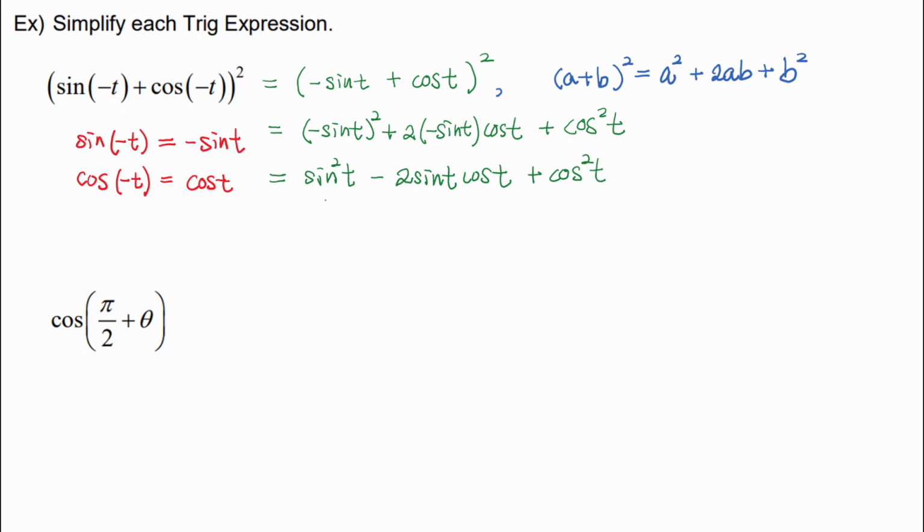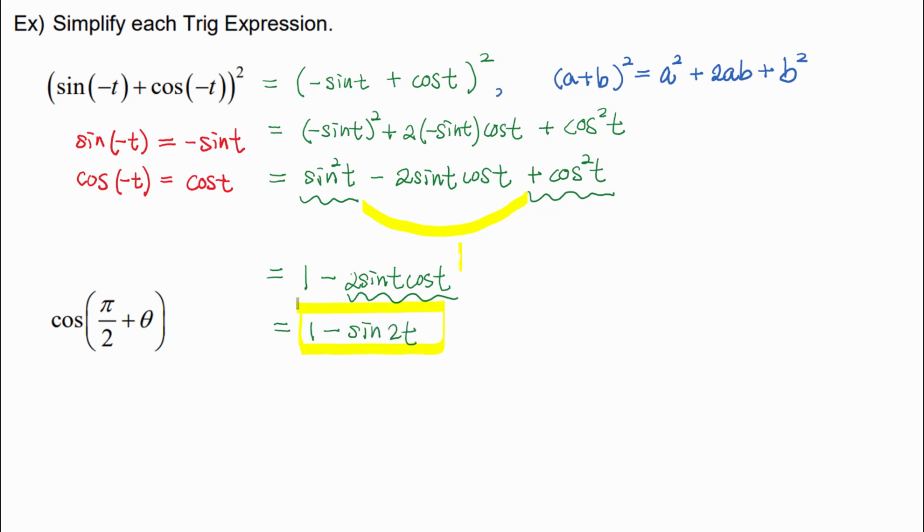And as you can see, sine square t plus cosine square t add up to 1. So we can rewrite this as 1 minus 2 sine t cosine t. But then remember the double angle formula? 2 sine t cosine t was equal to, yes, sine of 2t. So finally, we can write that as 1 minus sine of 2t.